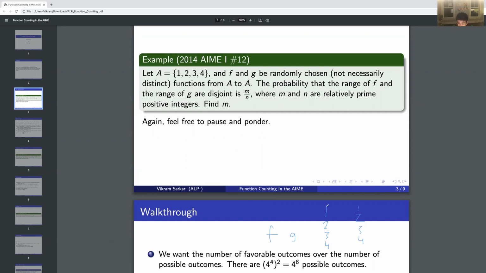So like choosing a function, how many functions are there? Well, 1 can go to 1, 2, 3, or 4, so 4 choices. 2 can go to 1, 2, 3, or 4, 4 choices, etc. So 4 to the power of 4 for a function. And then since you're choosing F and G, you have to square that. So 4 to the power of 8.